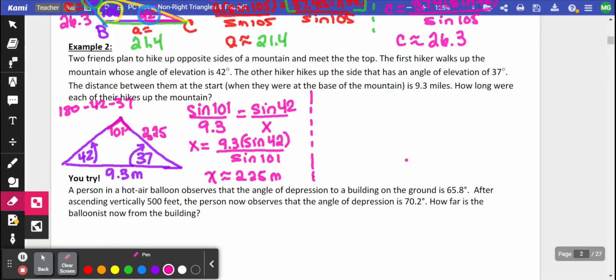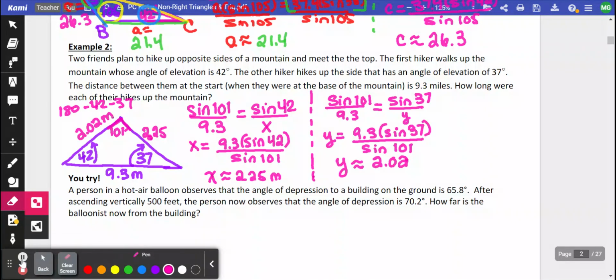Go ahead and do the second one. Pause the video. I think you have this by now. Pause the video, see if you can do it. Set up your proportion and write it all out. Okay, so I got 2.02 for the other hiker's distance. Okay, check the math, check everything.